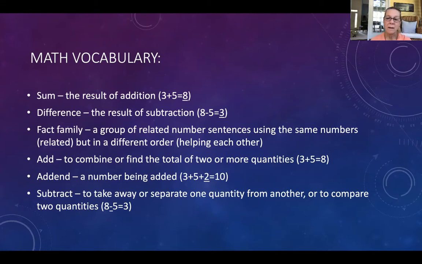We add by combining or finding the total of 2 or more quantities. We subtract by taking away or separating one quantity from another so that we can compare. And an addend is a number being added in an addition problem. All right, so some terminology. You don't have to remember it, but you're going to hear it, and we just want you to be familiar with it.